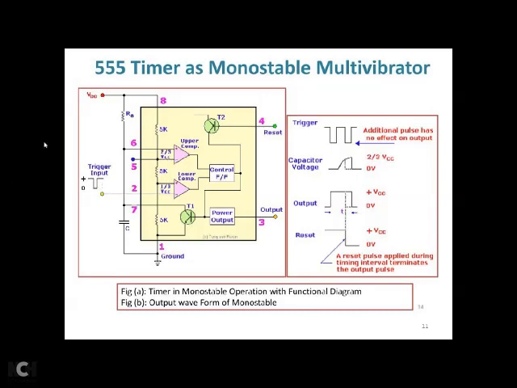At what time the triggering pulse is applied depends upon the application. For the next triggering pulse, again this comparator will produce a high output voltage, and this is the set pin of the flip-flop. Q is equal to 1, Q bar equal to 0, transistor is off, capacitor charging. If Q bar is 0, output is 1. So when the triggering pulse is applied, output is 1. Transistor is in off state. Your capacitor starts charging towards VCC through RA.